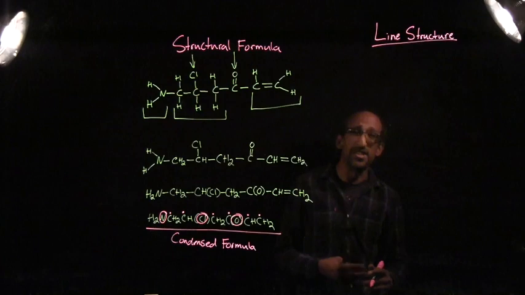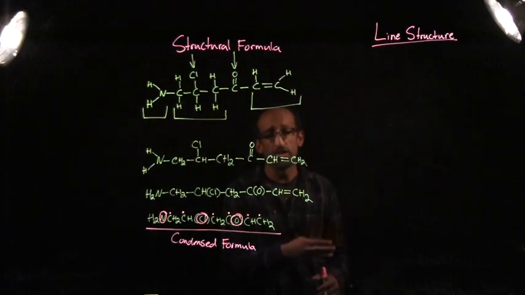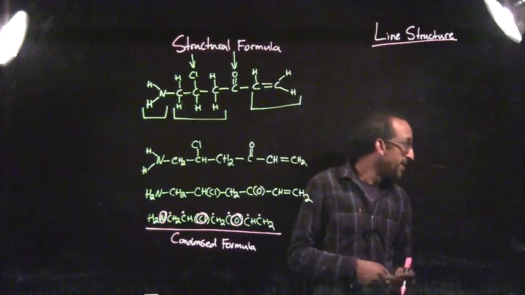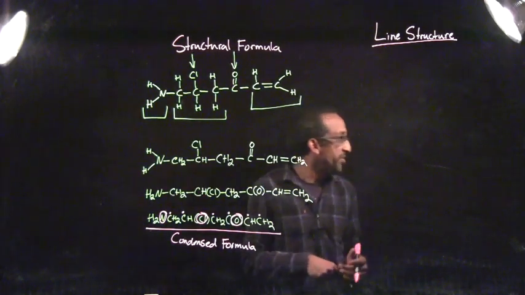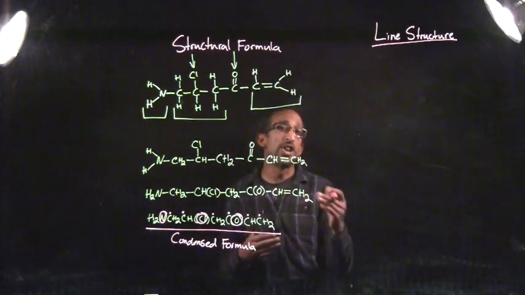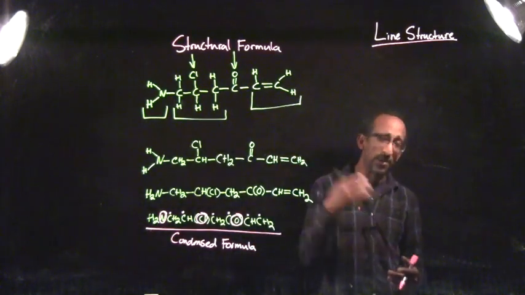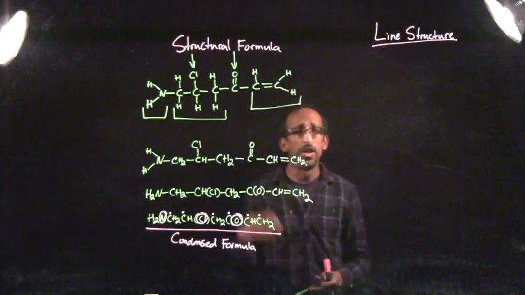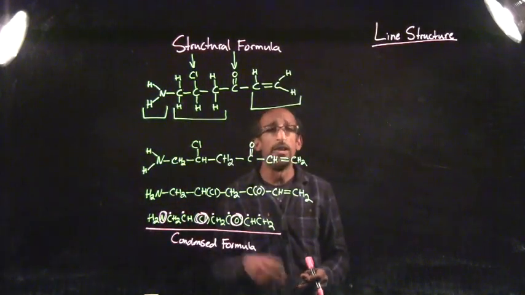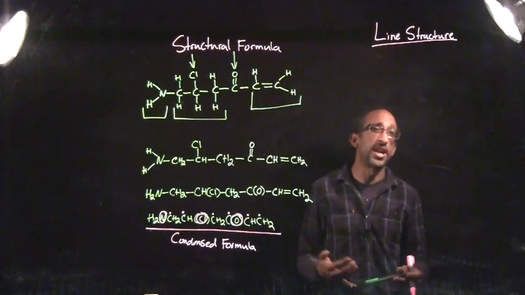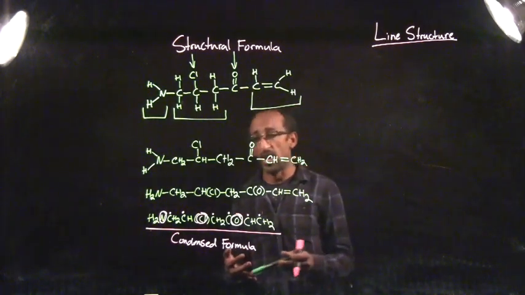One of the other differences is that we do, in a line structure, explicitly show every carbon-carbon bond that's in the molecule, and we also explicitly show every carbon heteroatom bond in the molecule. Keep in mind from when we were looking over your worksheet on bonding patterns that a heteroatom is any atom in an organic molecule that isn't carbon or hydrogen.